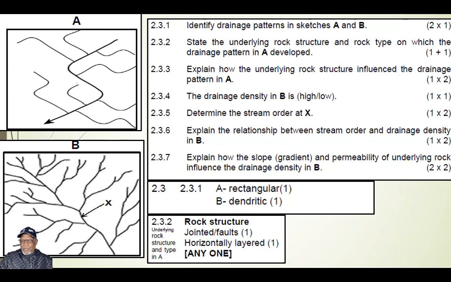Explain the relationship between the stream order and drainage density. The relationship between the stream order and drainage density is that when the drainage density is higher, the stream order will always be higher as well. And when the drainage density is lower, the stream order will also be lower. Explain how the slope or gradient and permeability of underlying rock influence the drainage density.